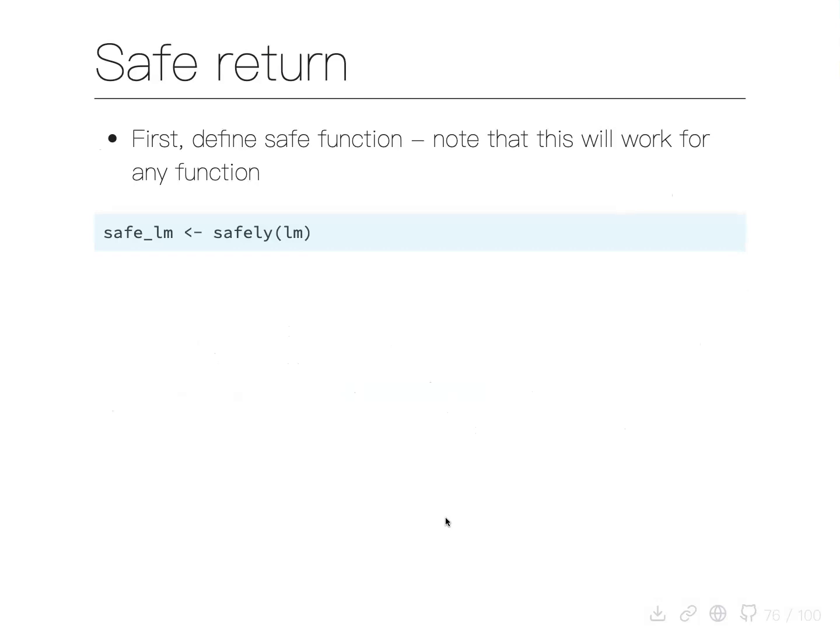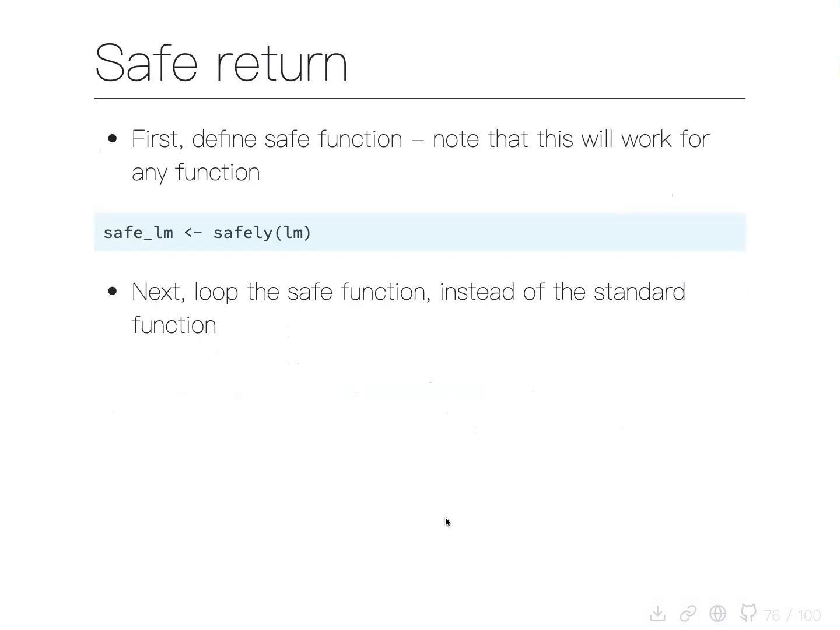Safely wraps any function. It could be one that you wrote on your computer today. You just call safely on that function. Safely wraps around that function, and that gives you a new function, which is the safe version of that one.